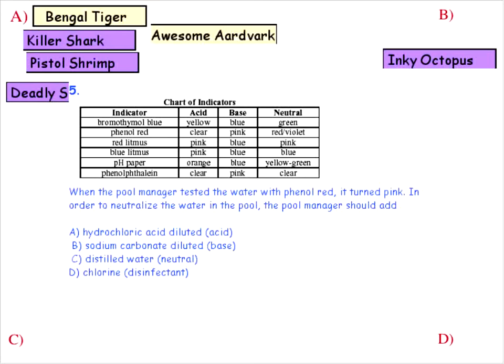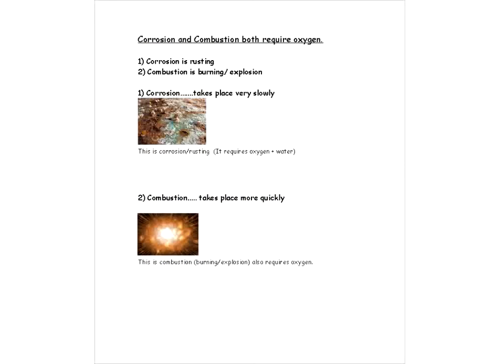So the reason why it's A is because when the pool manager tested the water and found that phenol red turned pink, that's a base, right? And what do we neutralize a base with? We're going to neutralize it with an acid. Okay, so does that make sense, Inky Octopus, why we're going to use an acid to neutralize it? Because the phenol red shows us that we have a base, right? Does that make sense? Okay, good stuff. On to the next one.